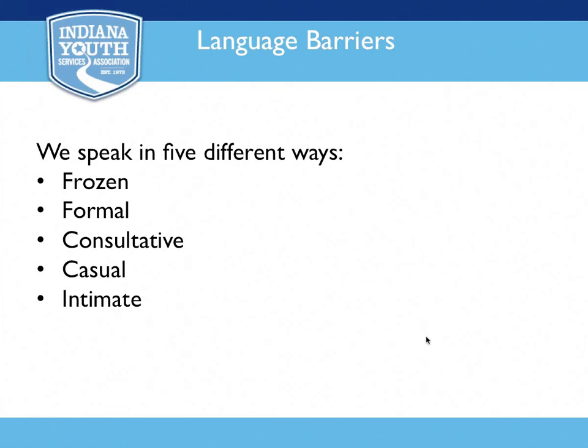In navigating the system, there's this recognition that even though we're all speaking the same language, even though we're all speaking English, we do speak it differently depending upon our situation and depending upon our settings. And so she identifies 5 different ways of speaking. Frozen is structured. It's always the same way.